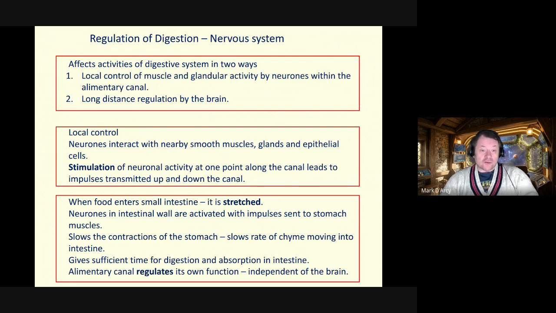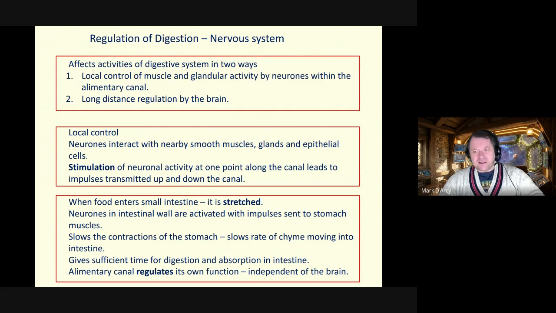So local control, neurons interact with nearby smooth muscles, glands, and epithelial cells. Stimulation of neuronal activity at one point along the alimentary canal leads to impulses transmitted up and down the canal to facilitate movement of the food and digestion. When food enters the small intestine, it is stretched. Neurons in the intestinal wall are activated with impulses sent to the stomach muscles. This slows the contractions of the stomach, slows the rate of chyme moving into the intestine, which gives sufficient time for digestion and absorption in the intestine. The alimentary canal regulates its own function independent of the brain.